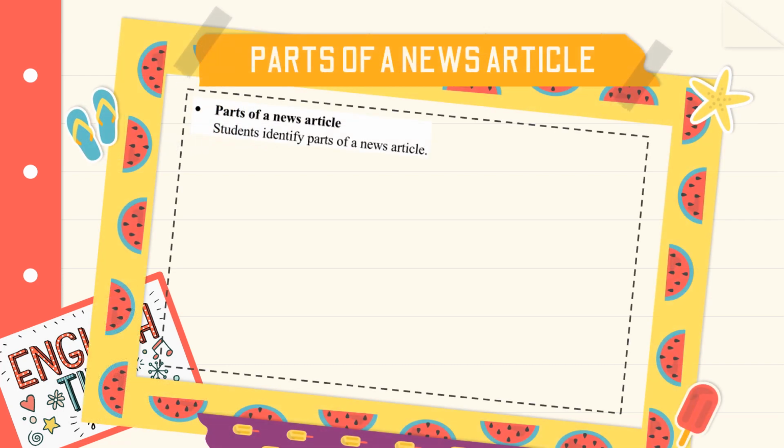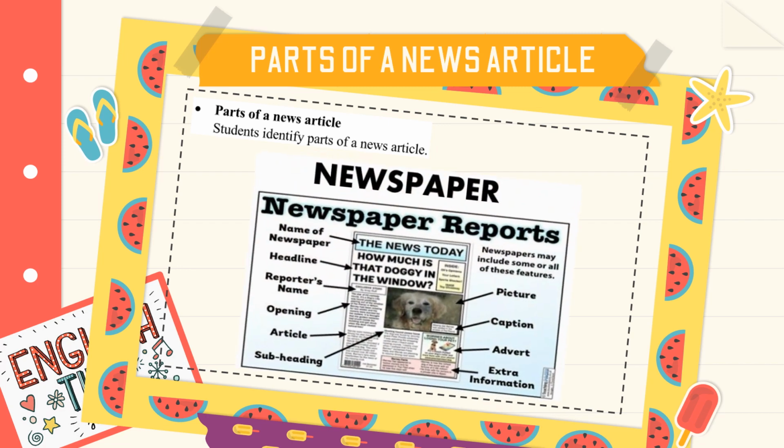Stop in Unit 9 is the parts of a news article. Here you must be able to identify parts of a news article. Okay, now in a newspaper article, you can see the name of the newspaper.